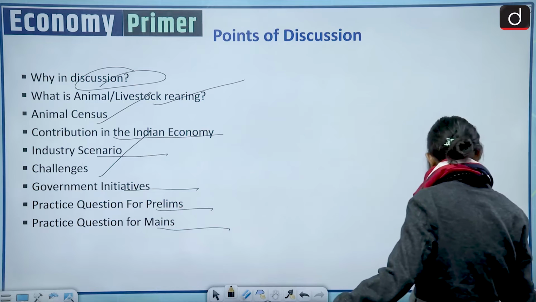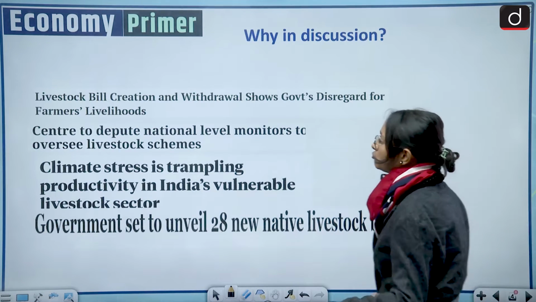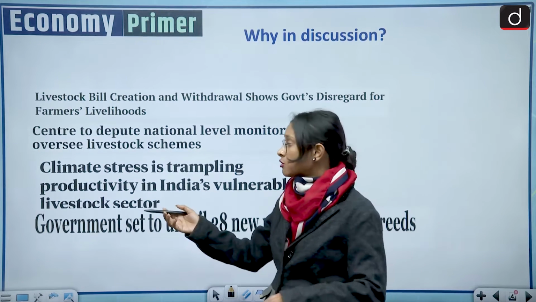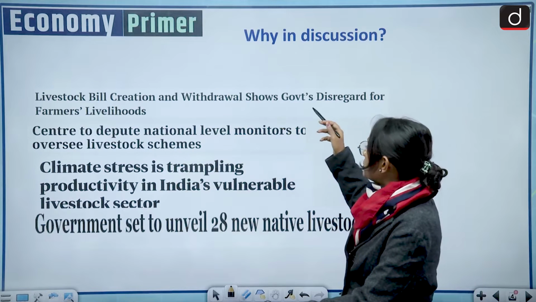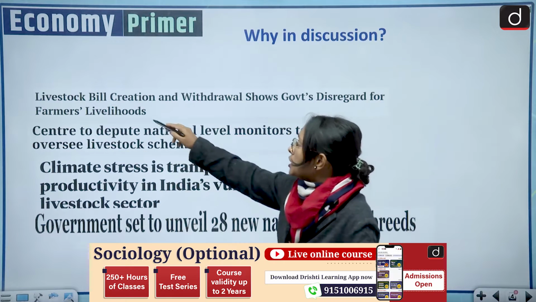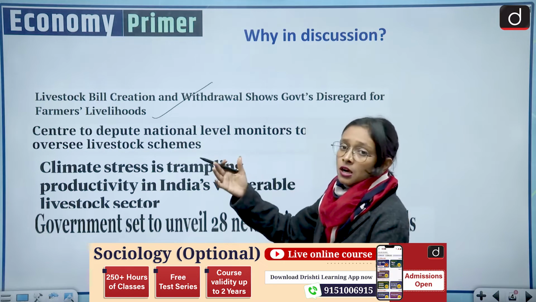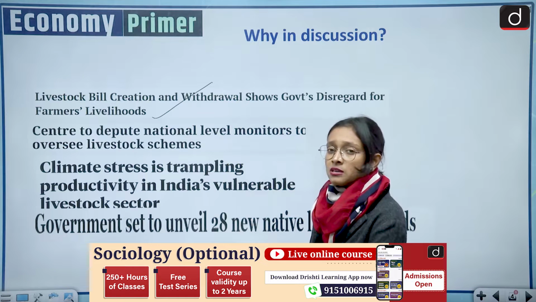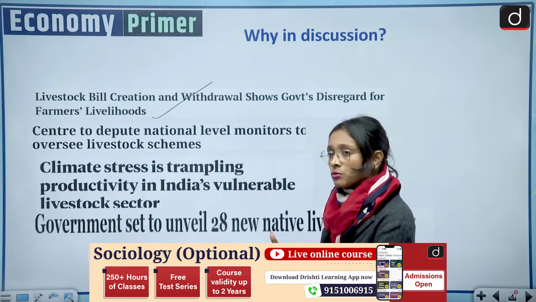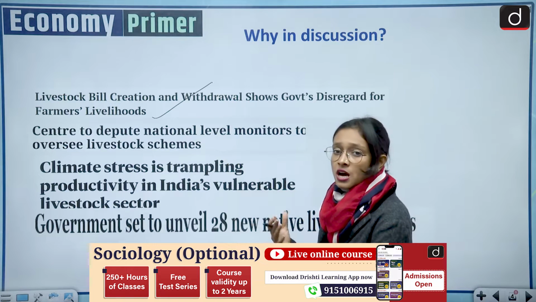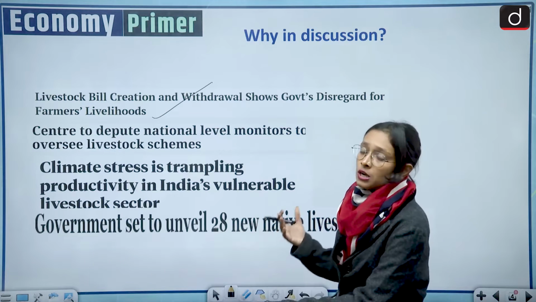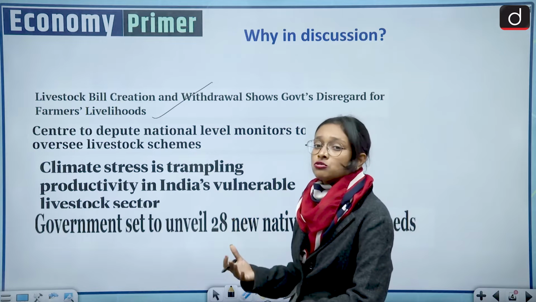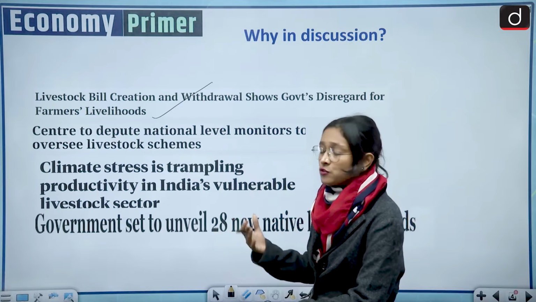So moving towards the discussion part. We have taken a few cutouts of the newspaper. The first cutout says that the livestock bill creation and withdrawal shows government disregard to farmers' livelihood. So recently the government has taken back the livestock bill, which has created lots of controversy, and many Kisan unions had opposed it. Many experts have said that this is not a good step by the government. They are not thinking about the farmers who are associated with animal rearing and livestock production.